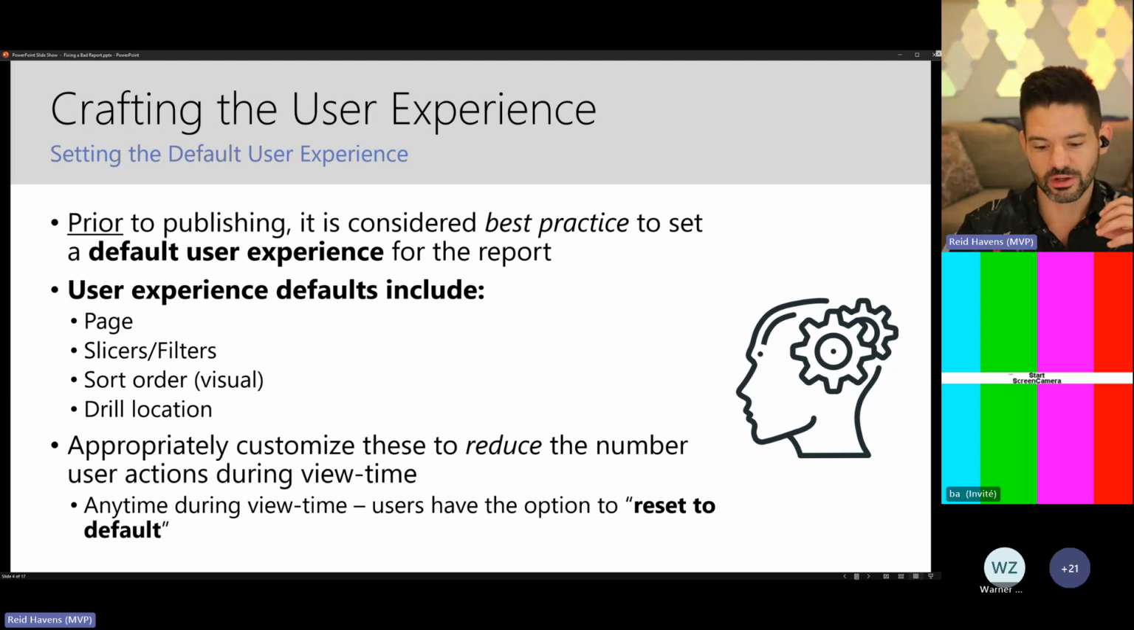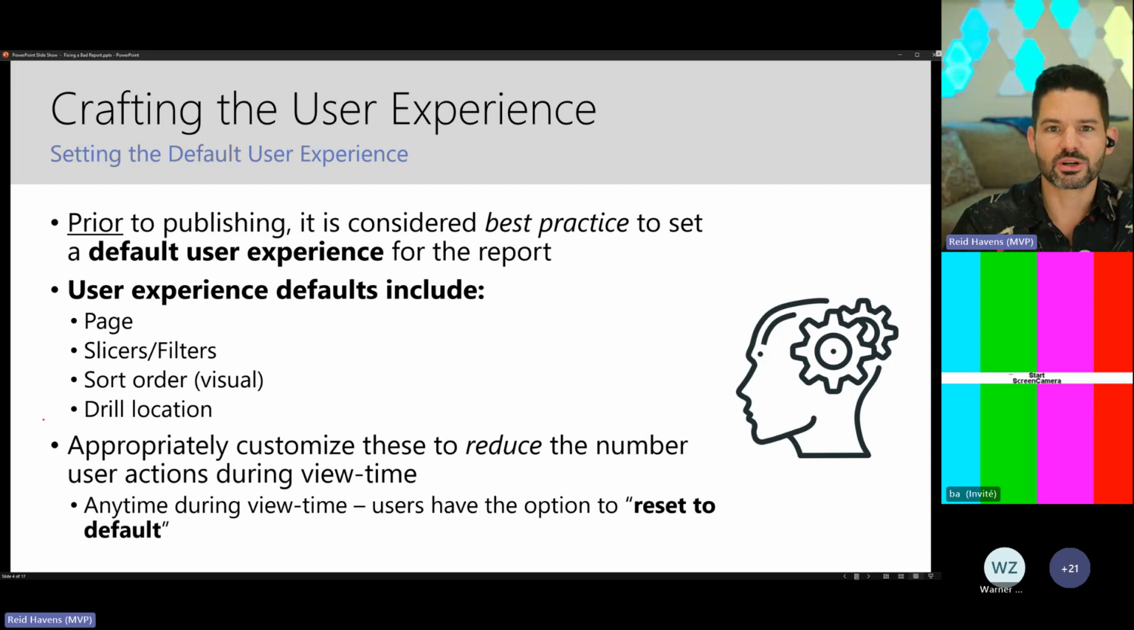That's something where for the defaults that we can set for a visual. So what page do we start with? What slices and filters have been pre-configured that we have down here? When it comes to the sort order and drill location, what items do we have for either of these as well? So all of these things can help them start their journey.